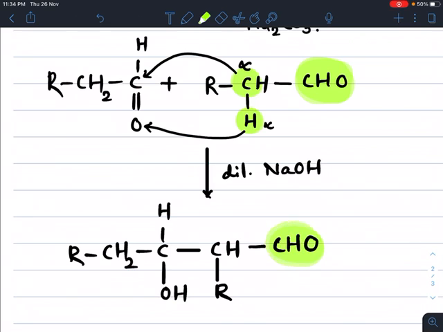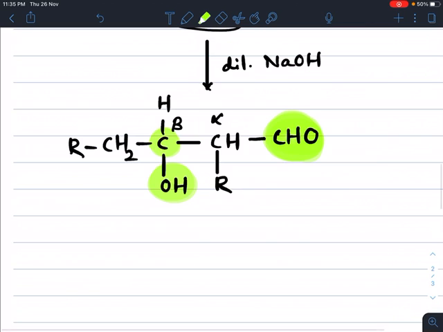Now this CHO is the functional group, and I can highlight it using green color. The first carbon attached to it is the alpha carbon, and the second carbon is the beta carbon. To this beta carbon, the OH group is attached. Therefore this compound is called beta hydroxyaldehyde.